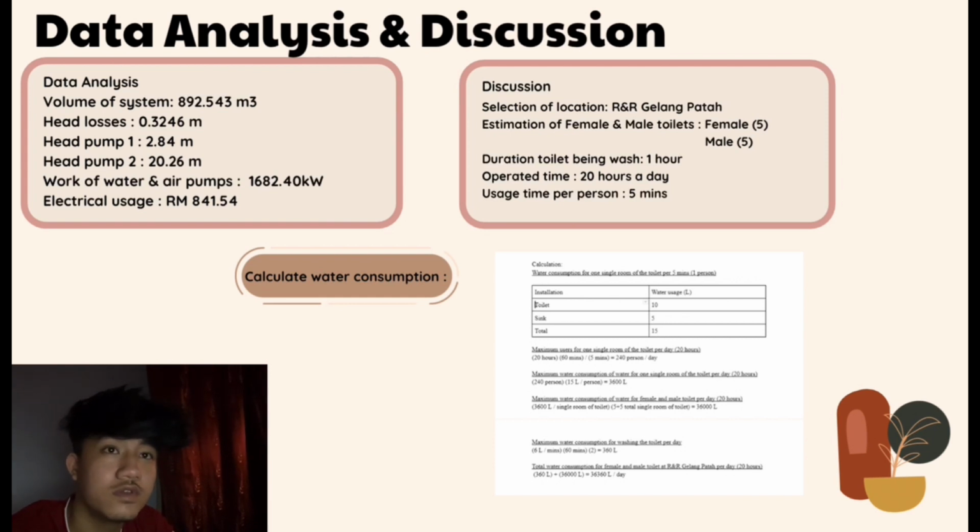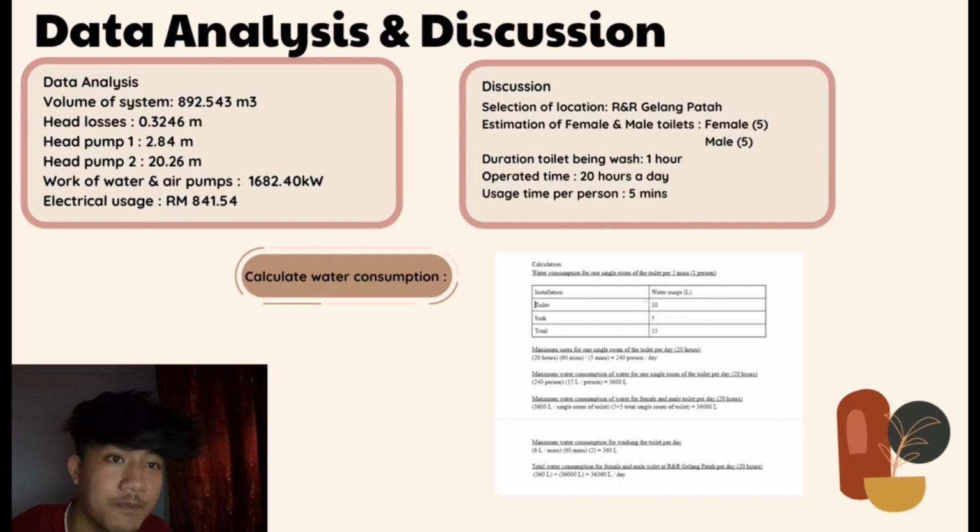So next we go to the discussion part. The location we choose is R&R Grand Patah, and we estimate that it has 10 toilets there, which consist of 5 male and 5 female. The consumption of one person is 5 minutes, so the total consumption of one person will be 15 liter. We estimate how many people will use it in one day, and we get 240 per day.